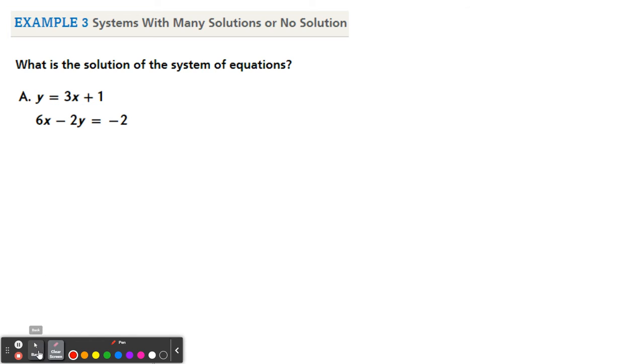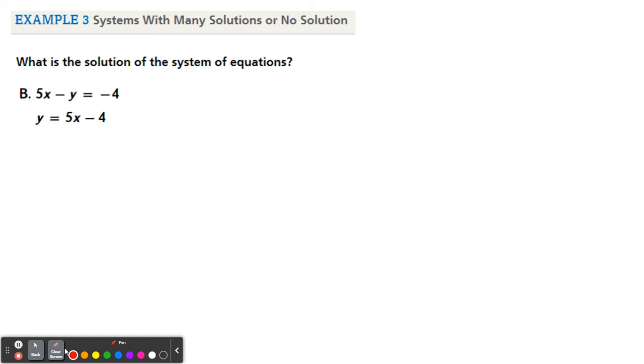Okay, next. All right, example 3b. Okay, so what is the solution this time? So we have 5x minus y equals negative 4, and y equals 5x minus 4. So again, this time the second equation is solved for y. So take this 5x minus 4 and plug it in for y right there. So I'm going to rewrite the first equation, 5x minus, but don't put the y. And now because it's a minus sign, put the parenthesis, 5x minus 4, equals negative 4.